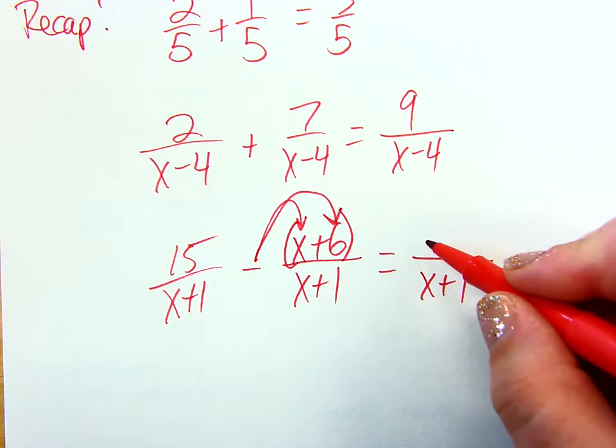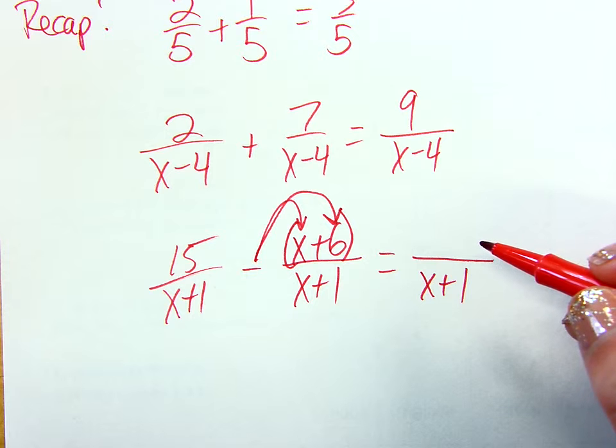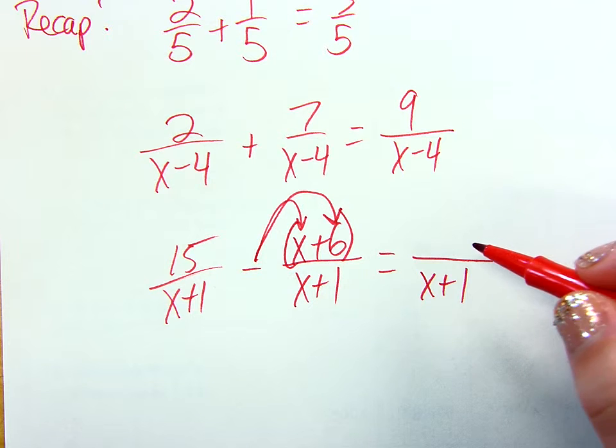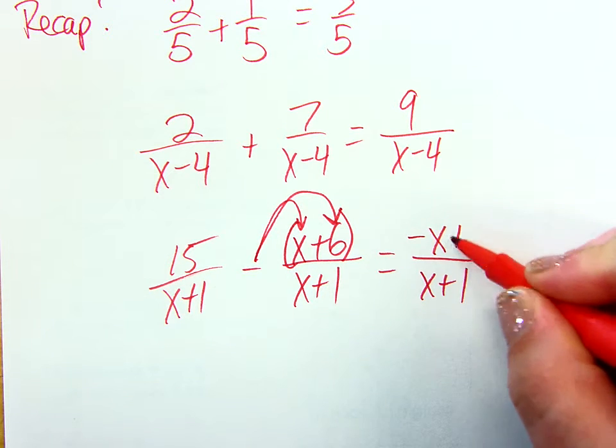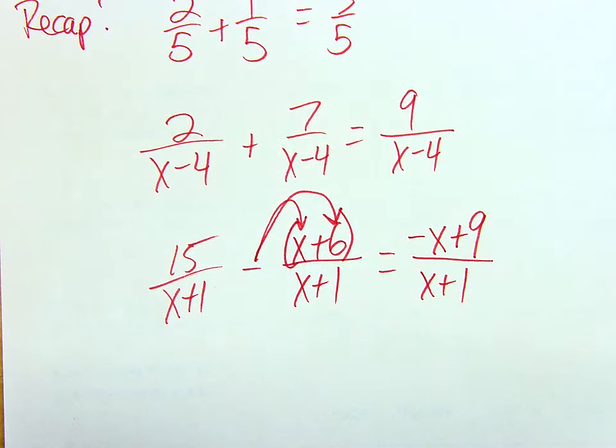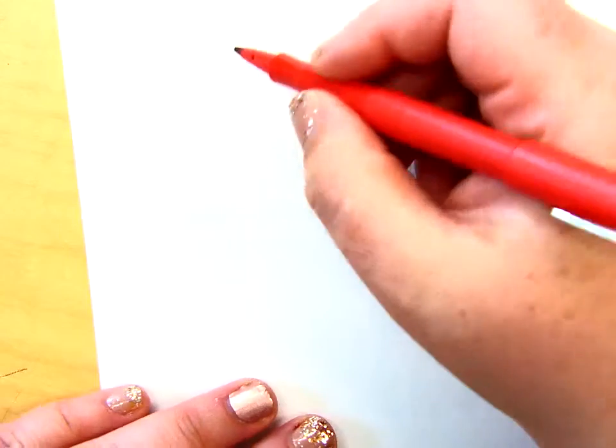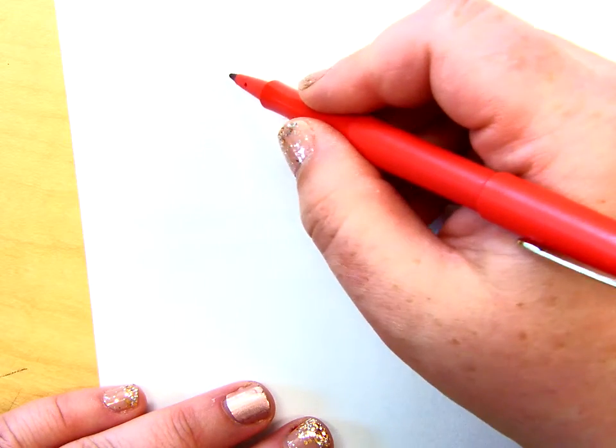Wouldn't it be negative? It'd be negative x plus 9, right? Because we have to subtract the x as well. So just be careful of that. If it's subtraction, you have to subtract all the terms, not just the first one, all of them. Let's try one more like that, and then we'll change things up a bit.